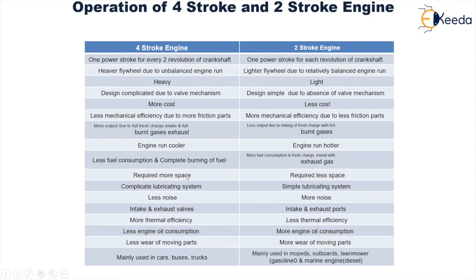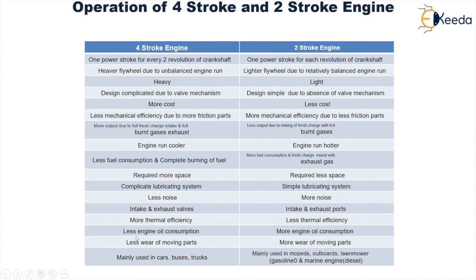These engines require more space. These engines will require less space. As the construction is complicated, so will be the lubricating system, and as the construction is simple, so will be the lubricating system. These engines make less noise, because for every two revolutions, one power stroke, and these engines make more noise because for every revolution, one power stroke takes place. Intake and exhaust valves are present, as we have already seen, and inlet and exhaust ports are present in addition to the transfer port, which we have already seen. More thermal efficiency here, less thermal efficiency there because more fuel will be consumed.